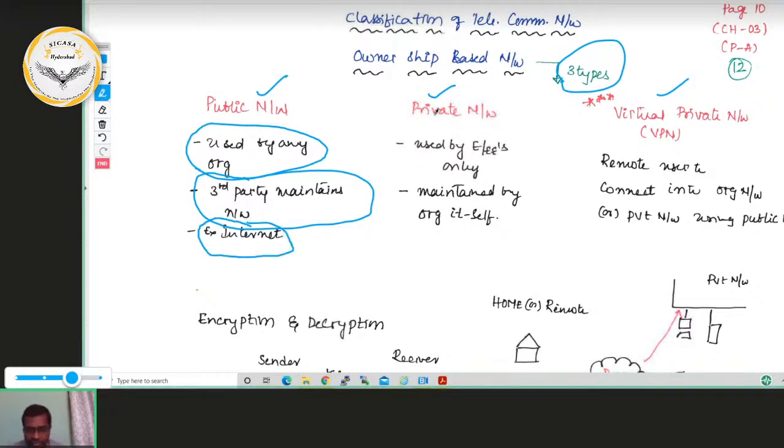Now, what do you mean by private network? A private network is nothing but if a network is used only by the employees of an organization, then that type of network is called a private network. Now, who will maintain this network? These networks are maintained by the organization itself. Let us say Infosys. Infosys will maintain its own network. That type of network is called a private network.